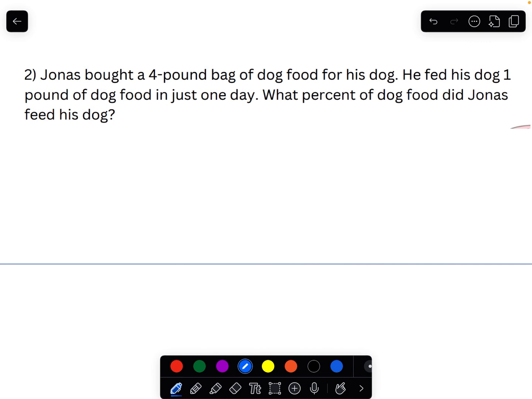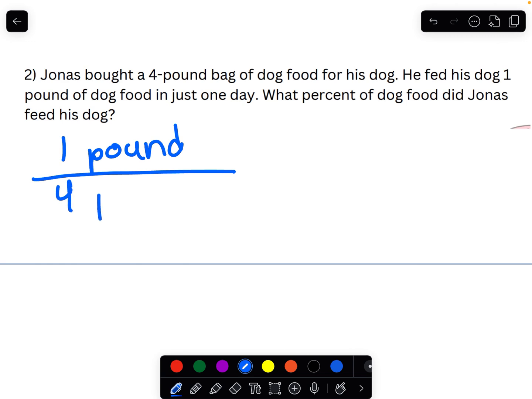Let's do this next problem. Jonas bought a 4-pound bag of dog food for his dog. He fed his dog 1 pound of dog food in just one day. What percent of dog food did Jonas feed his dog? Well, sounds like he fed his dog 1 pound of the dog food when he had a 4-pound bag.